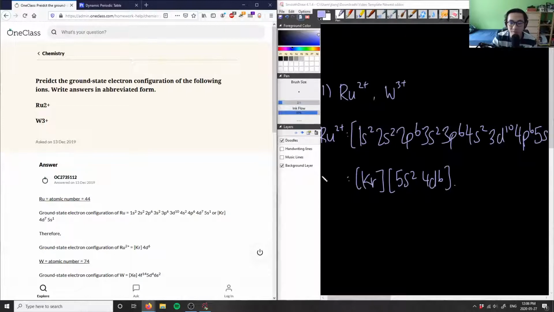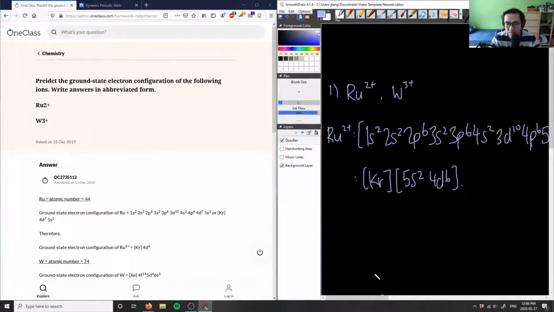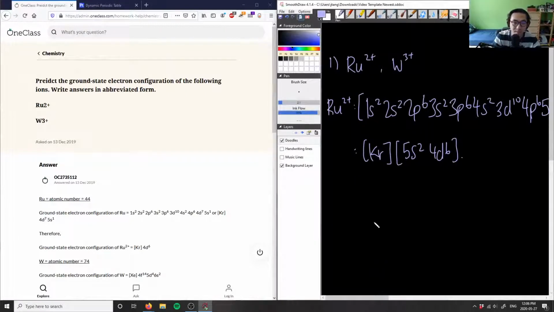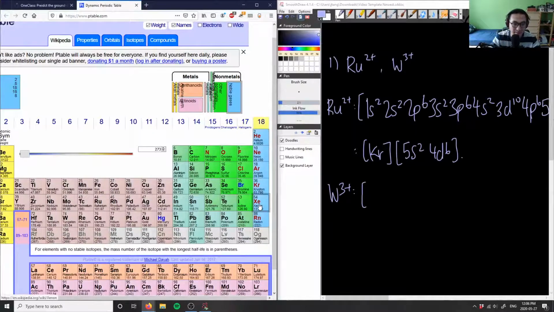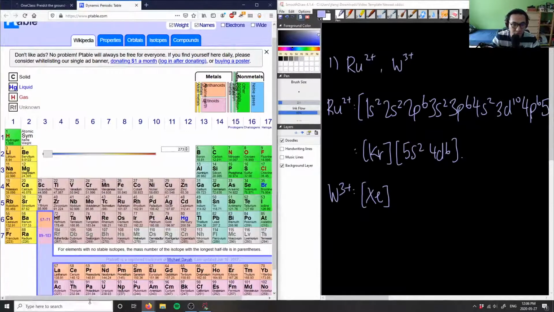And what we can do with W here, this is part B of this problem. This is W3+, right? This is tungsten. What we can do with tungsten is do the exact same thing. I know W is here, so we can go all the way back to the closest noble gas. If I go backwards towards the 5th period, I can see xenon is the closest one, so I'm going to write xenon here. And then I can write out the electron configuration. I have 6s2, which is these two guys here.